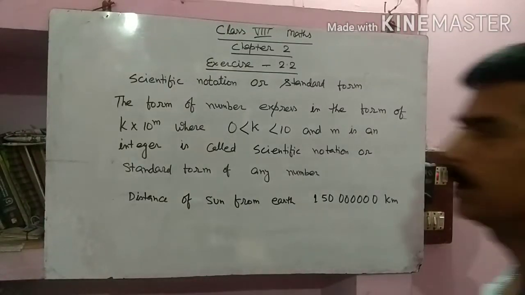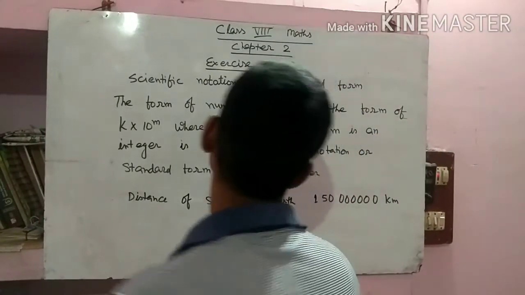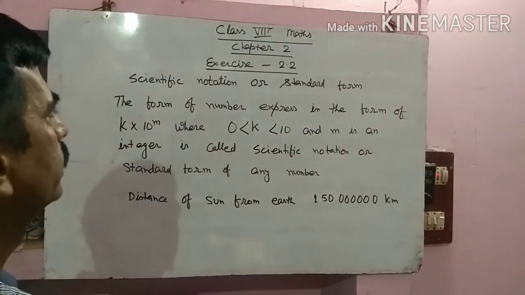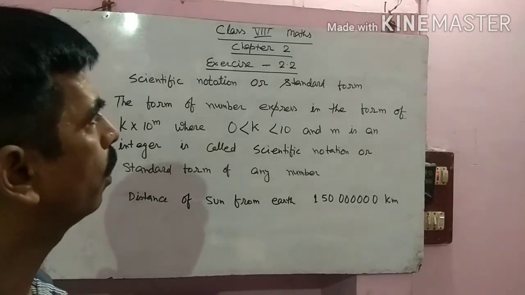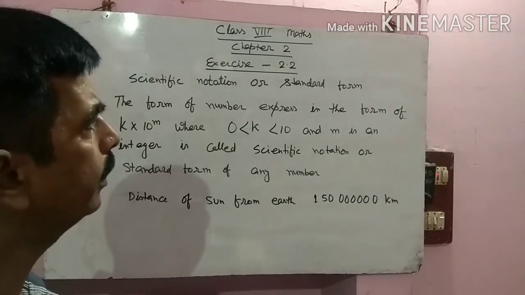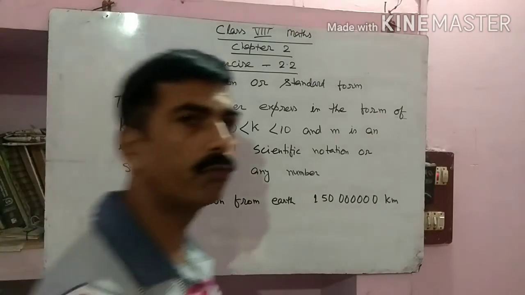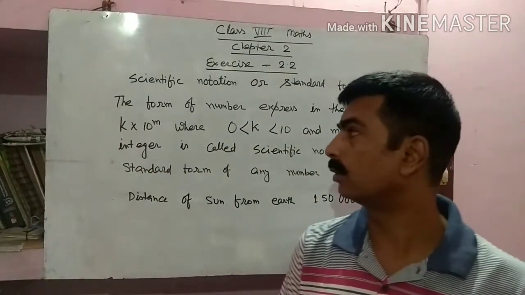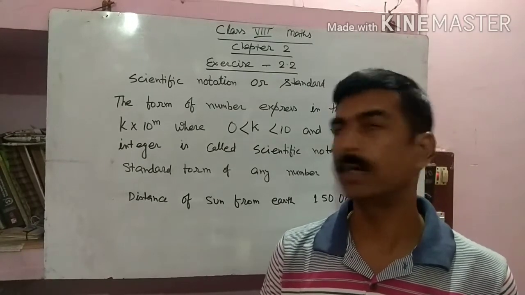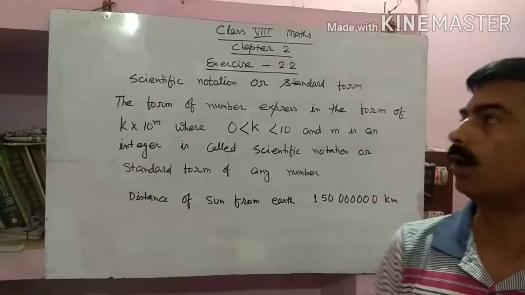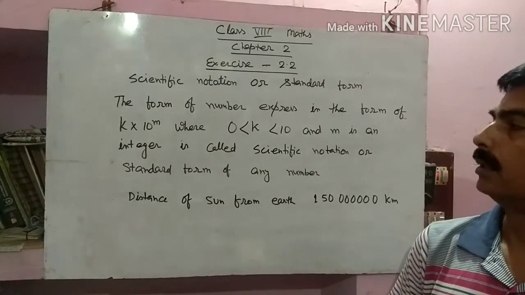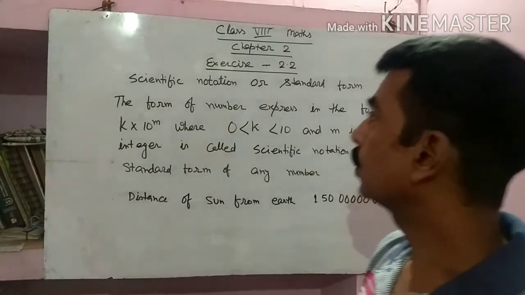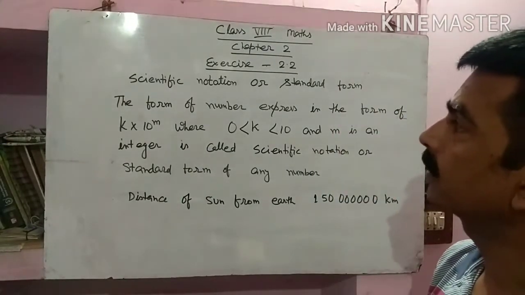Hello students, today we are going to discuss chapter 2 of class 8 mathematics, exercise 2.2, which is scientific notation or standard form. Okay, in case of writing a very lengthy number, it is really tough for us to remember that number. That's why the scientific term or the standard form of a number is required to denote that number.